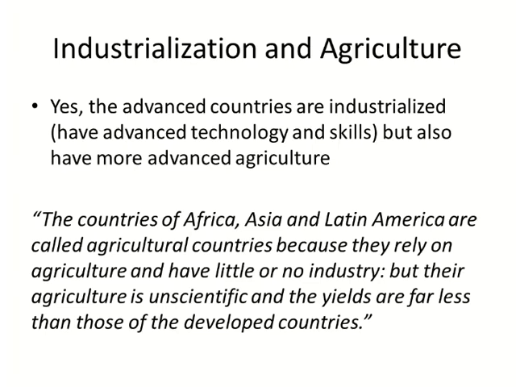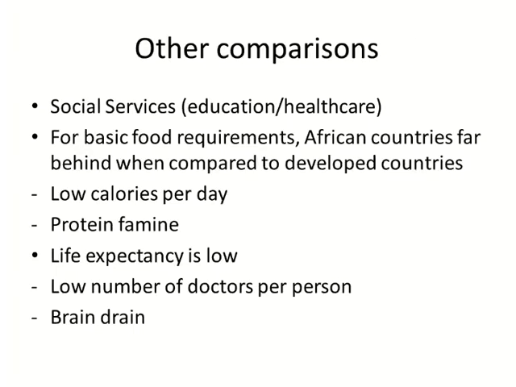They also have more advanced agriculture. Rodney says, to quote, "The countries of Africa, Asia, and Latin America are called agricultural countries because they rely on agriculture and have little or no industry. But their agriculture is unscientific and the yields are far less than those of the developed countries. In fact, in several of the largest underdeveloped nations, there was stagnation and fall in agricultural output in and after 1966."